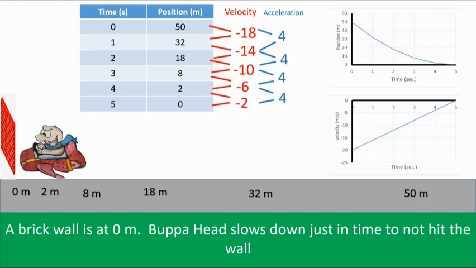All right, so that's what happens if you have a negative velocity and a positive acceleration. It's always going to slow down, and it's going to slow down while it's moving towards our reference point.